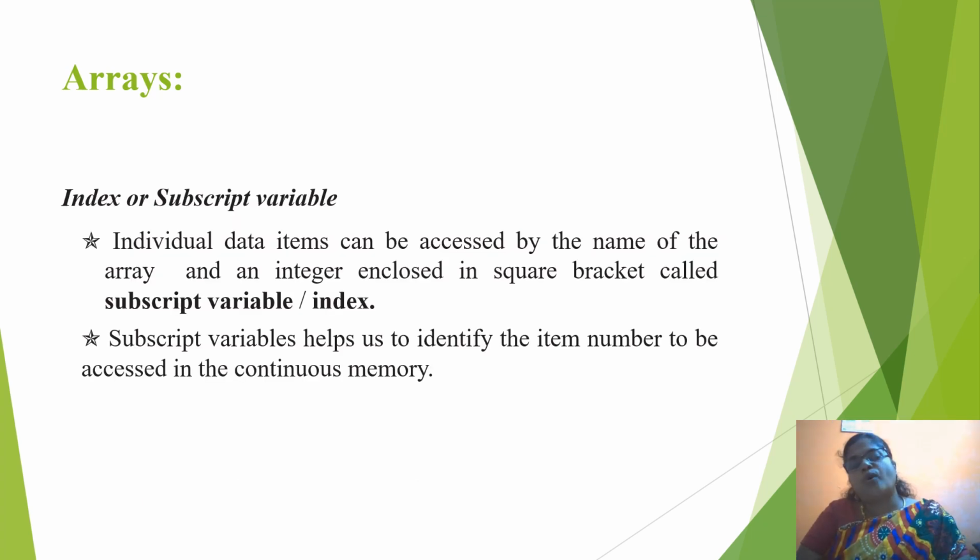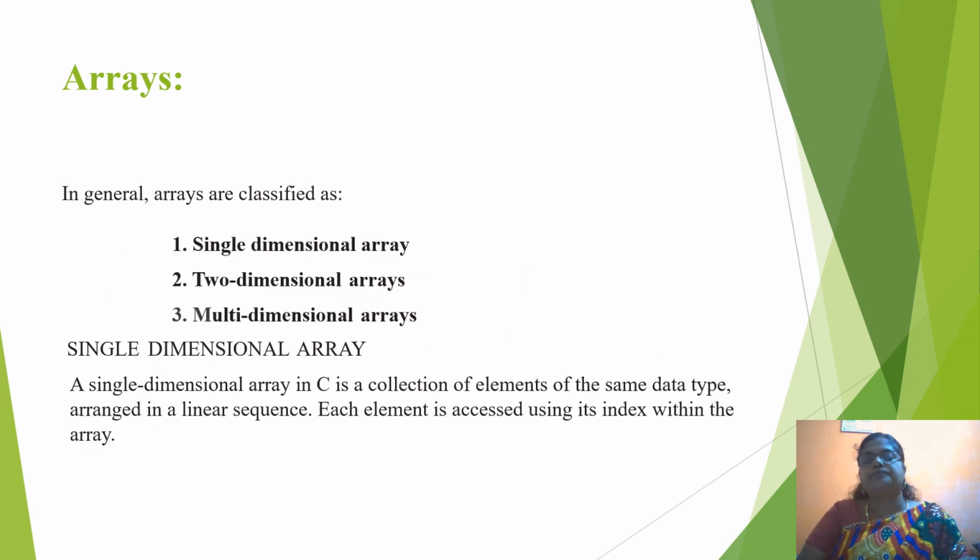We should know index or subscript variable of an array. Individual data items can be accessed by the name of the array, and an integer enclosed in square brackets, that is called the subscript variable or index. Subscript variables help us to identify the item number to be accessed in the continuous memory. In general, arrays are classified as single dimensional arrays, two dimensional arrays, multi-dimensional arrays.